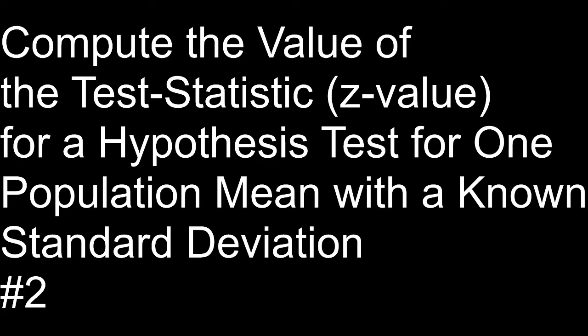This video is on the objective, compute the value of the test statistic, which will be a z-score, or a z-value in this case, for a hypothesis test for one population mean with a known standard deviation. This is video number 2 on this objective, so hopefully you've seen number 1. I'm going to take a little less time explaining things in this one and just go through it.